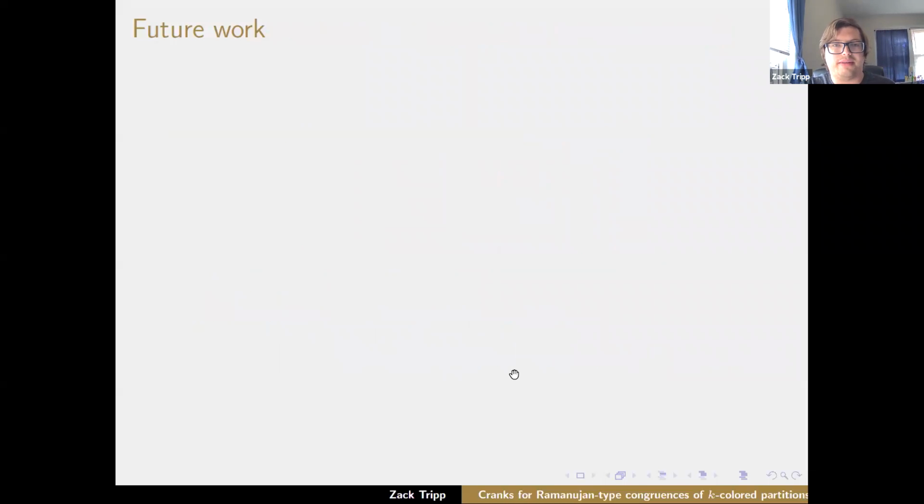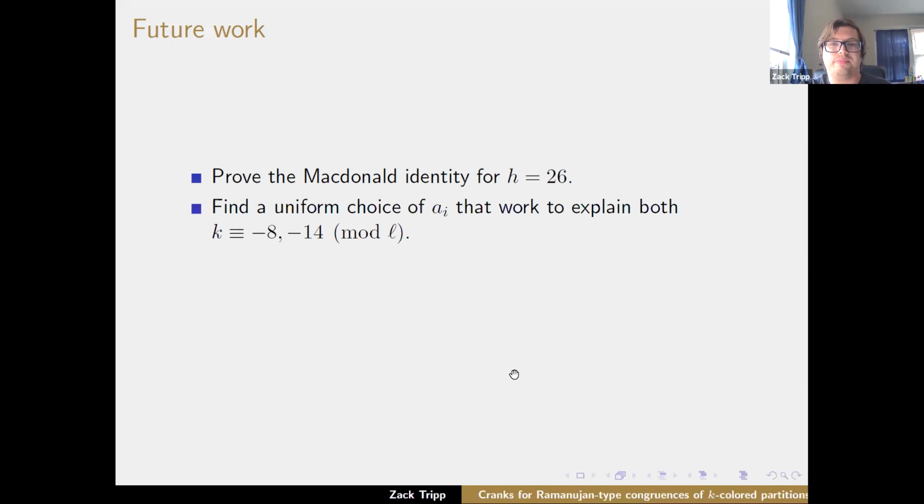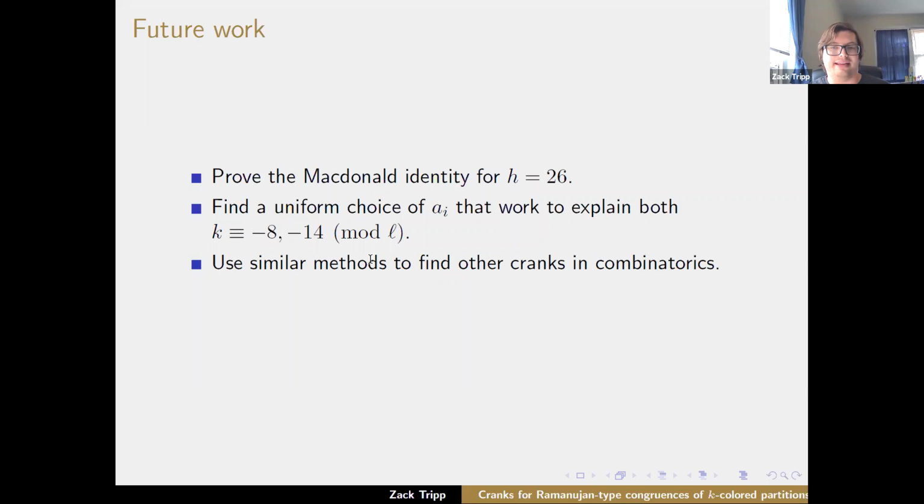All right, so just quick finish up. We have a couple of things we think would naturally extend our work. One is if we prove this McDonald identity I was referencing earlier, and Ian mentioned in his talk, we believe our cranks would explain these kinds of congruences. Again, as I alluded to on the last slide, we've never found this uniform choice of a sub I to explain these two congruences in particular, so that'd be really interesting to find. There are lots of examples of different types of combinatorial objects with congruences that maybe we could use theta blocks for, or something similar like these McDonald identities.